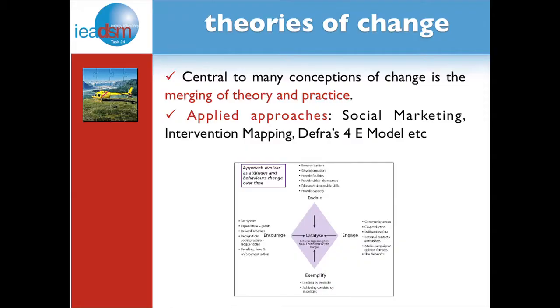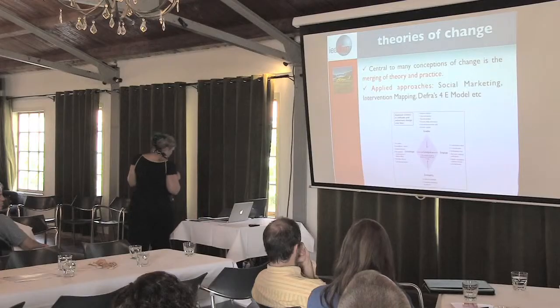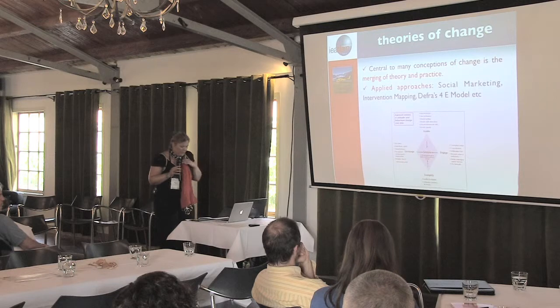So now to just very quickly go to theories of change. Basically, they're the applied approaches. Social marketing is one of them. Pat knows about that from ECA. There's intervention mapping. In the UK, DEFRA, the environmental department, has created this model, which is called the 4E model. It's about encouraging, exemplifying, engaging, and enabling. And they've been using that a lot in terms of designing interventions all around the UK government, not just in the environmental sector. There are other theories.